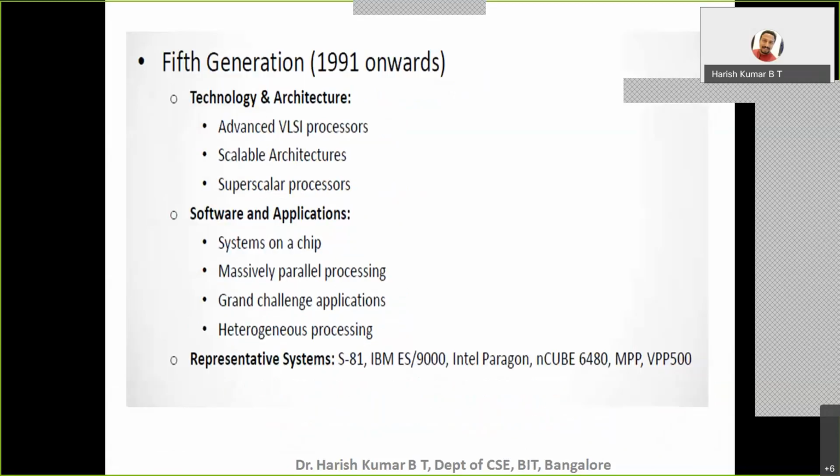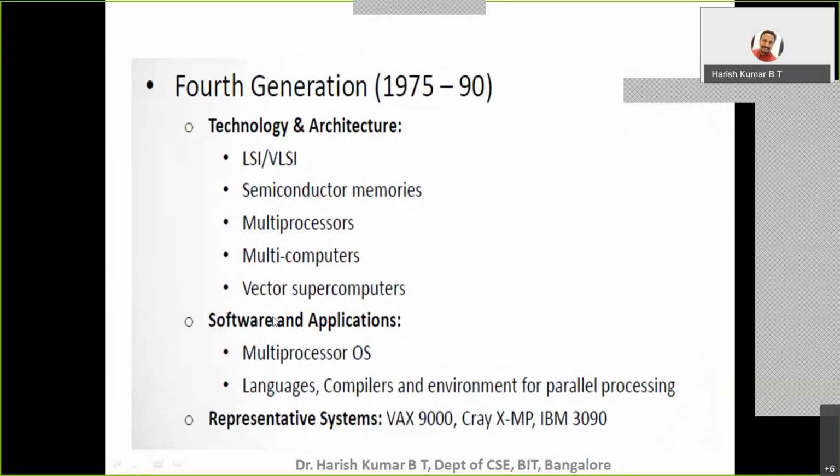You can say till now. Now these days we have high density and high speed processors, and scalable architectures, correct? That means the architectures can be extended to support the increasing demand or the increasing load. Superscalar processors are also available. Now in software and applications. So till here it was processor architectures.